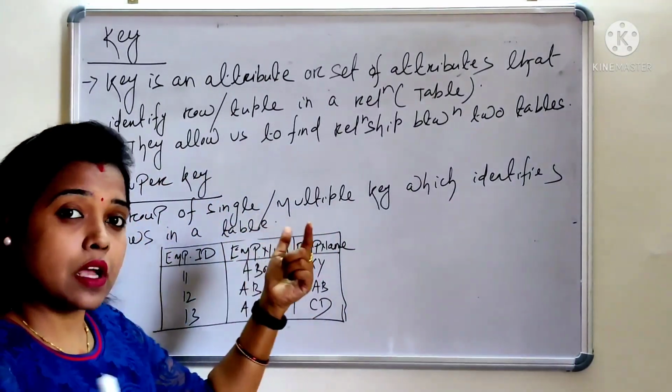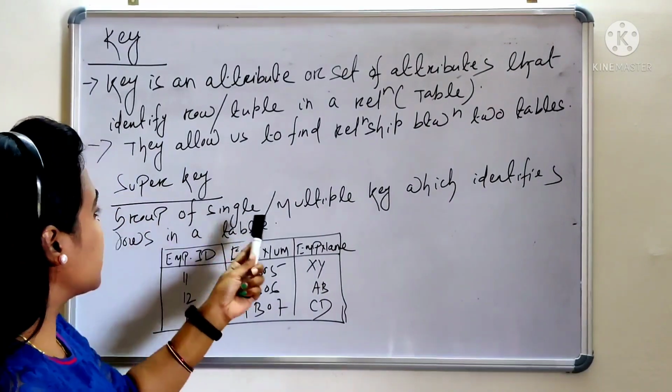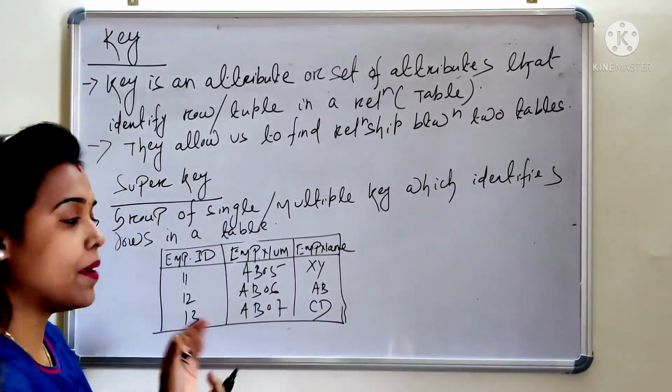So the first concept coming under the key is the super key. So what is a super key? A group of single or multiple keys which identifies rows in a table. Here I have mentioned an employee table.